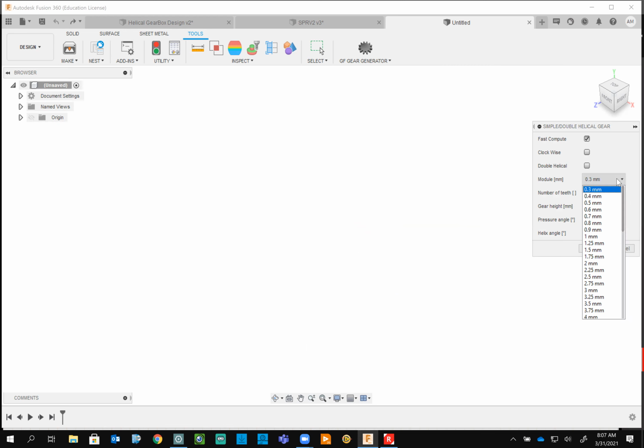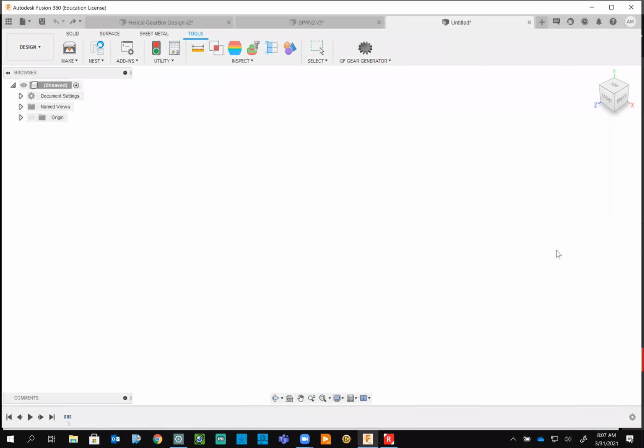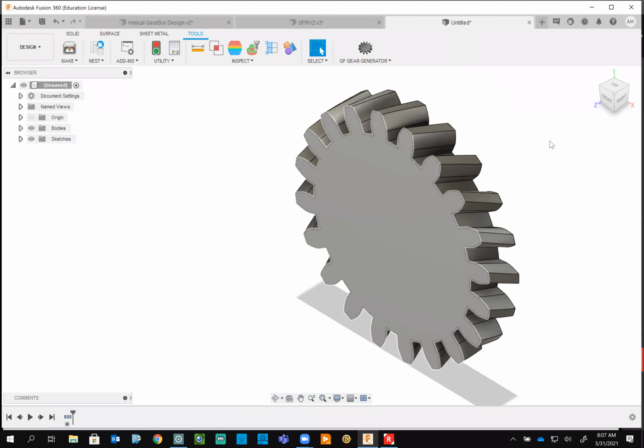Helical gear, let's say we'll go for a bigger one, maybe 3. So module 3, and let's say the number of teeth, make it 20. And let's say the helix angle, make it maybe 25. And then the height of the gear, which here means, for us, the width of the gear. So this is our gear.